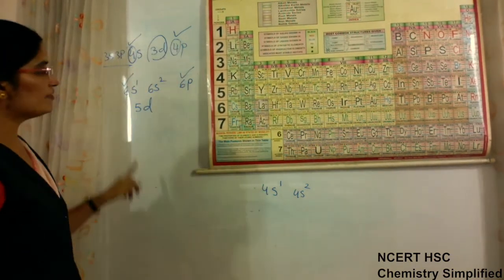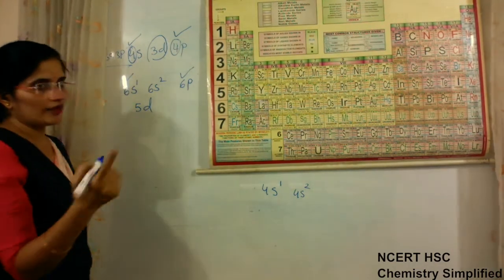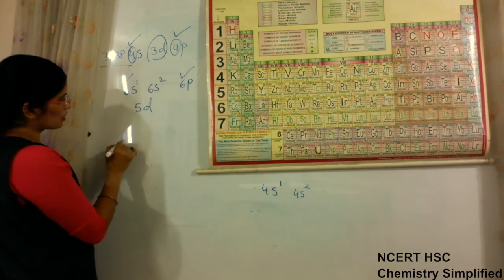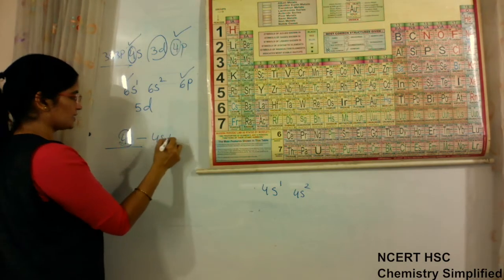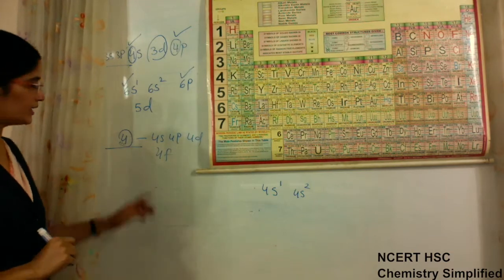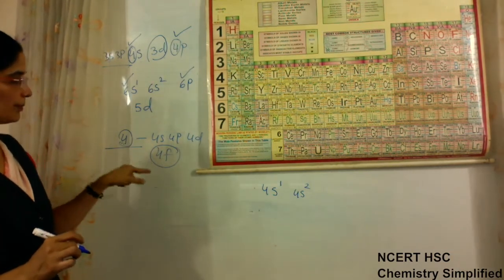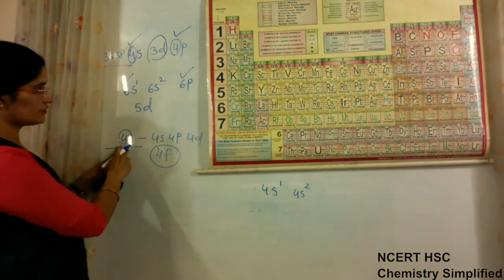And when 5D comes, we know that first time the F subshell starts from where? F subshell starts from 4th number of shell. We know that 4th shell will have 4 subshells, 4s, 4p, 4d and 4f. 4 subshells. That means the first F subshell starts from fourth number of shell. It starts, but its filling does not take place with fourth period.